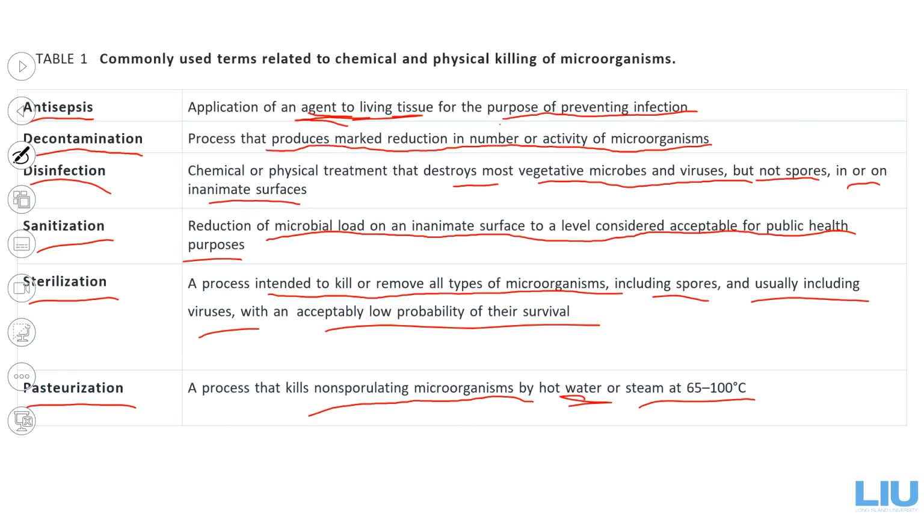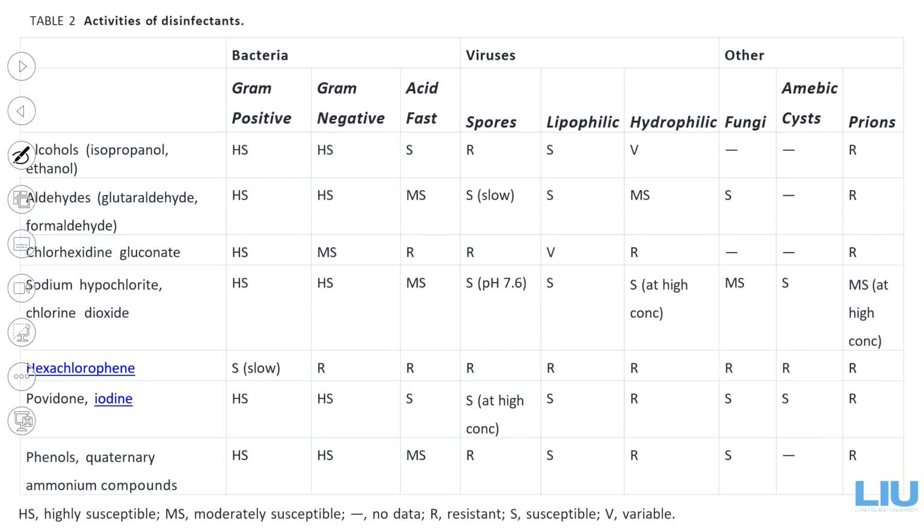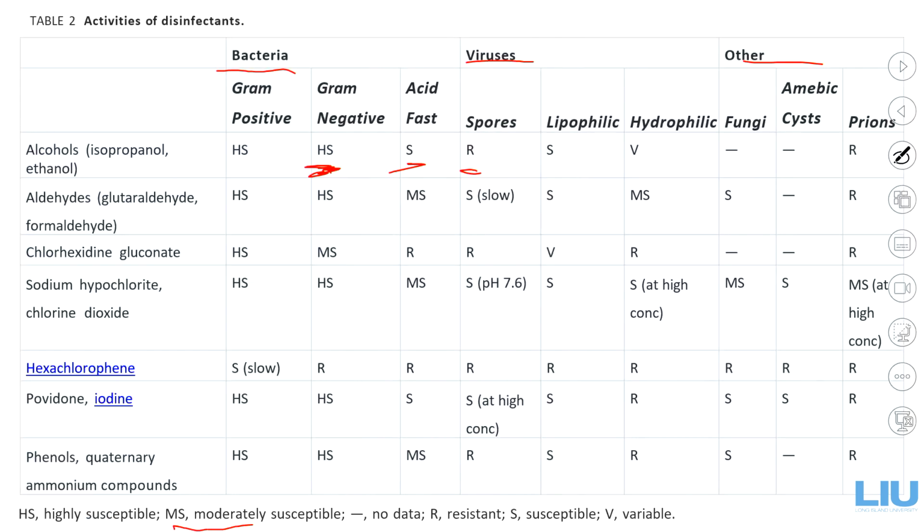All right, so just make sure you're able to match the definitions with the terms. And then we have this table here. You don't have to memorize anything. Again, this is just to relate the concept that there are certain bacteria or viruses that are highly susceptible. That's what HS stands for. Some are susceptible, some are resistant. So there is highly susceptible, moderately susceptible, and resistant.